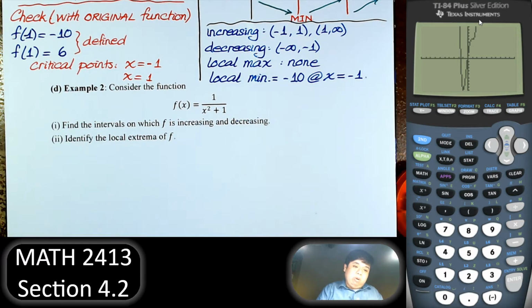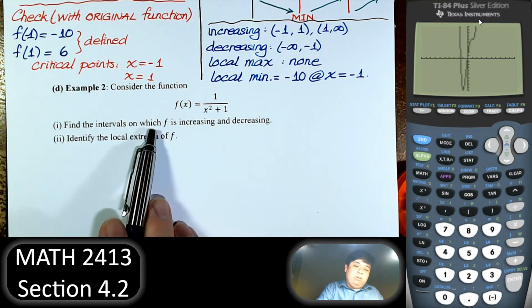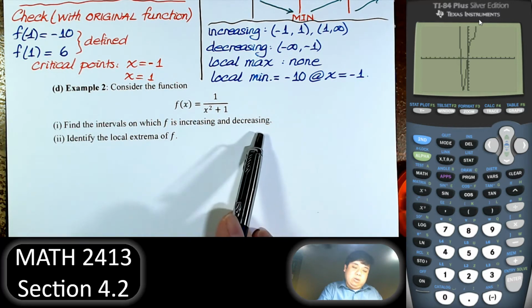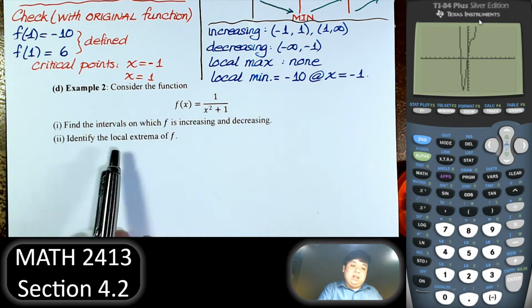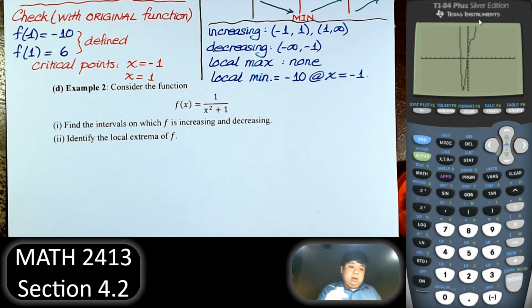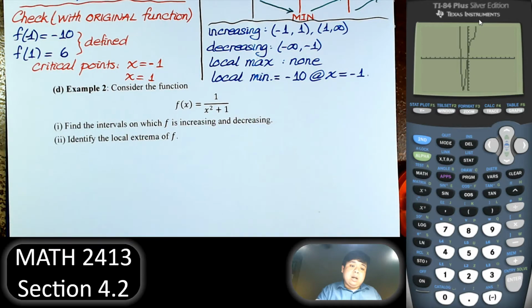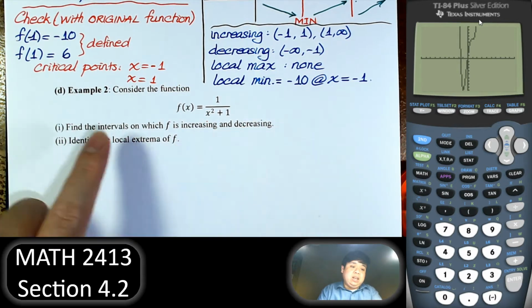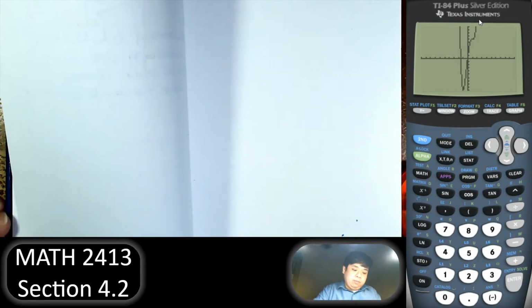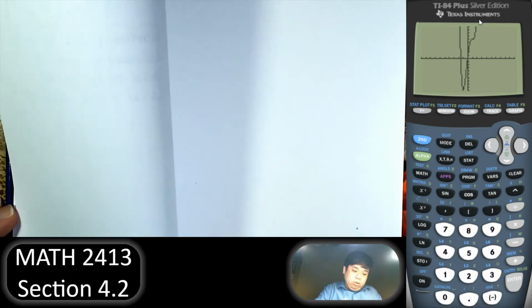Consider the following function. Find the interval where the function is increasing or decreasing. Locate local max and local min. So because we need the local max and local min, we do need to check the points. But increasing, decreasing, local max, local min, all of them have to do with the derivative.